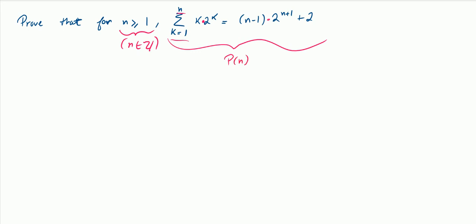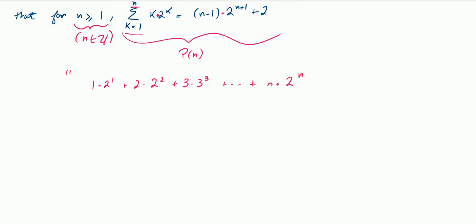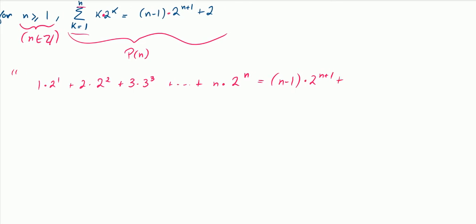If you want to see this more clearly, my statement Pn is just saying 1 times 2 to the 1, plus 2 times 2 to the 2, plus 3 times 2 to the 3, and so on, plus n times 2 to the n, that all of this left hand side is equal to (n minus 1) times 2 to the n plus 1, plus 2. So that's my statement Pn.